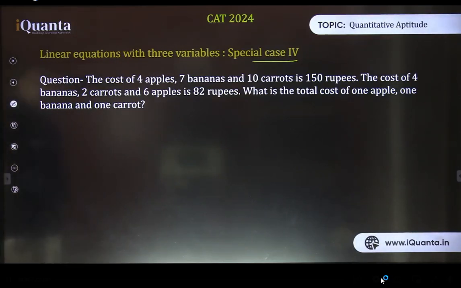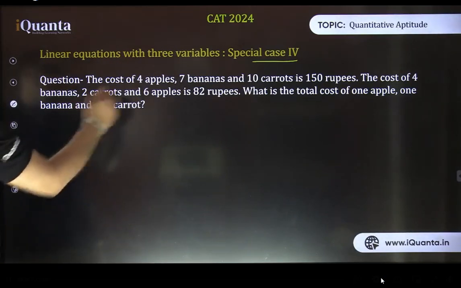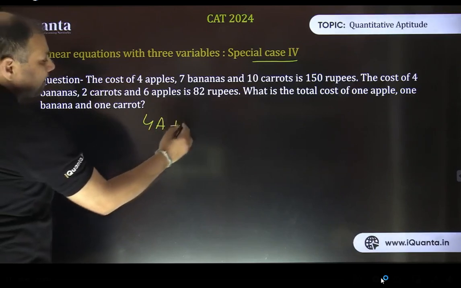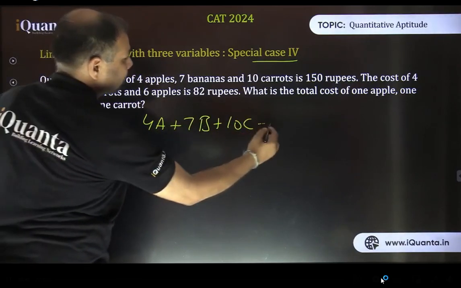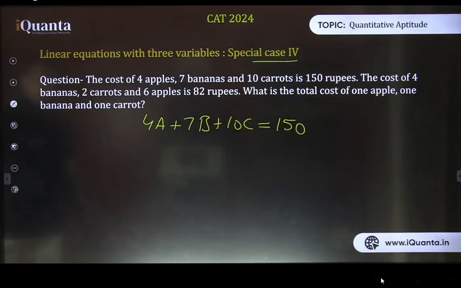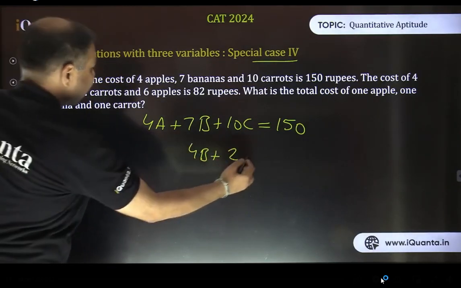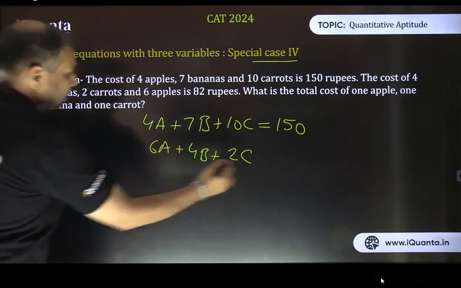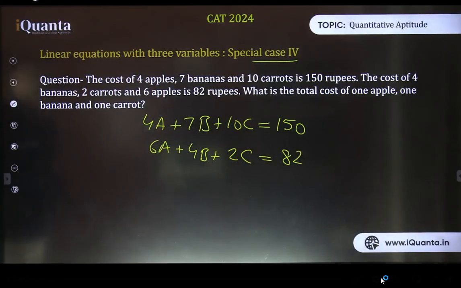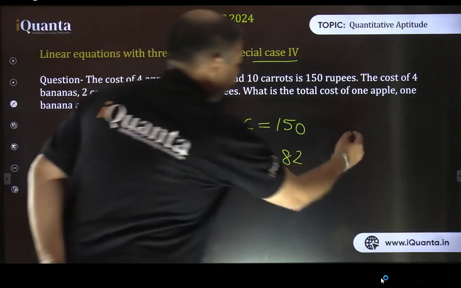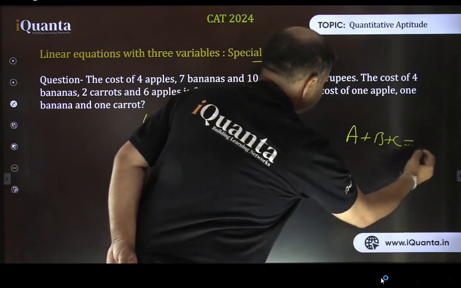Now solve special case 4, and let me write the equations for you. 4 apples, that is 4a, 7 bananas and 10 carrots is 150. And 4 bananas, again it is shuffled, 4 bananas, 2 carrots and 6 apples is 82. The question is asking what is the total cost of 1 apple, 1 banana and 1 carrot. We need to find the value of a plus b plus c.